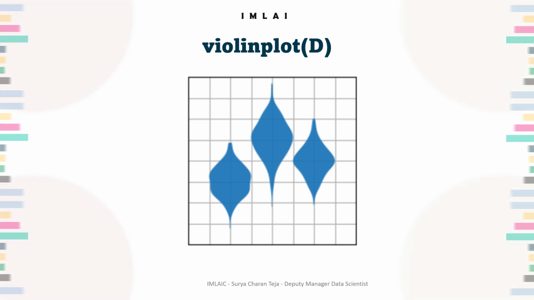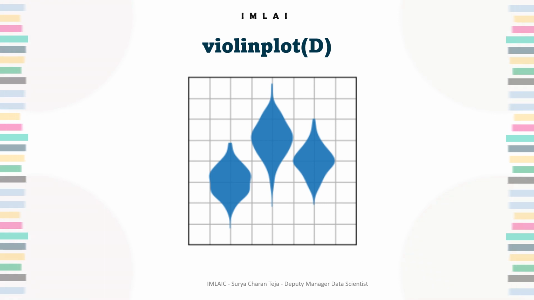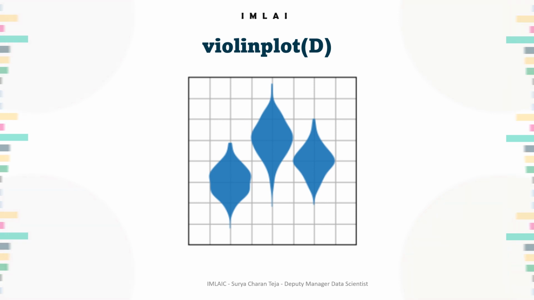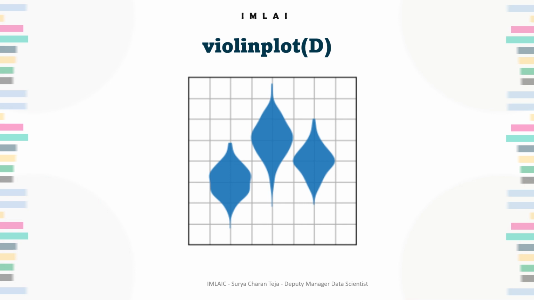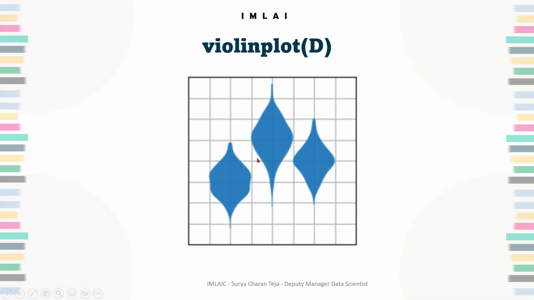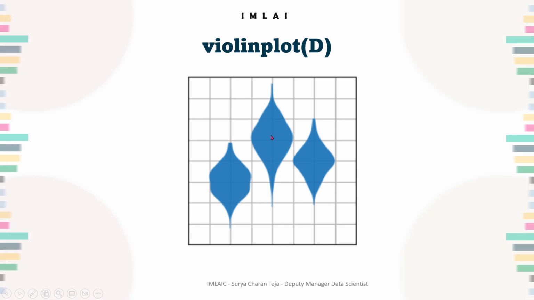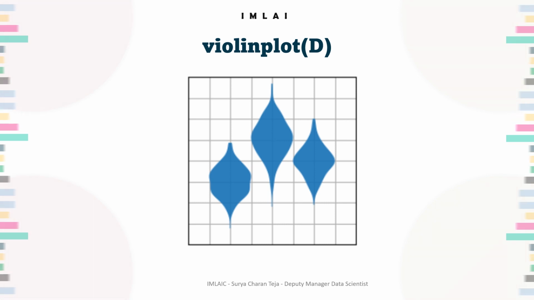One is the white dot, which is at the center, and represents the median. The thick gray bar in the center represents the interquartile range, and the thin gray line represents the rest of the distribution, except for the points that are determined to be outliers using a method that's a function of the interquartile range. On each side of the gray line, you see a kernel density estimation to show the distribution shape of the data.